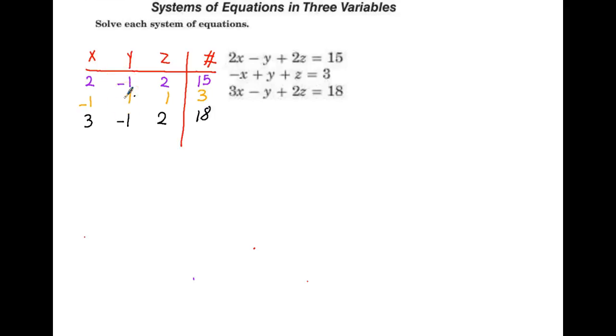What we'll end up doing is we're going to add both equations. So, 2 minus 1 is 1, minus 1 plus 1 is 0, 2 plus 1 is 3, 15 plus 3 is 18. That's my new chart.